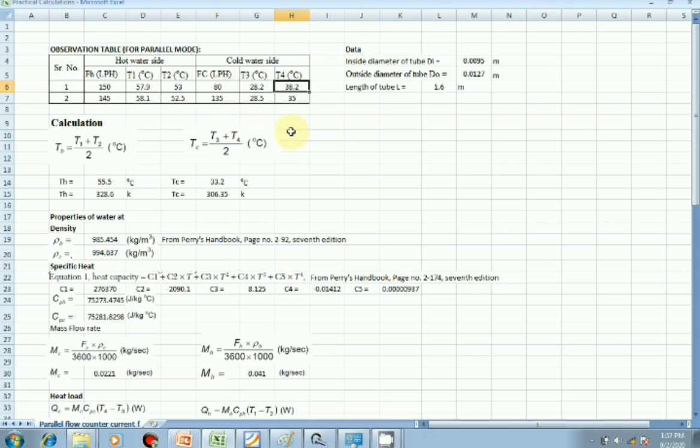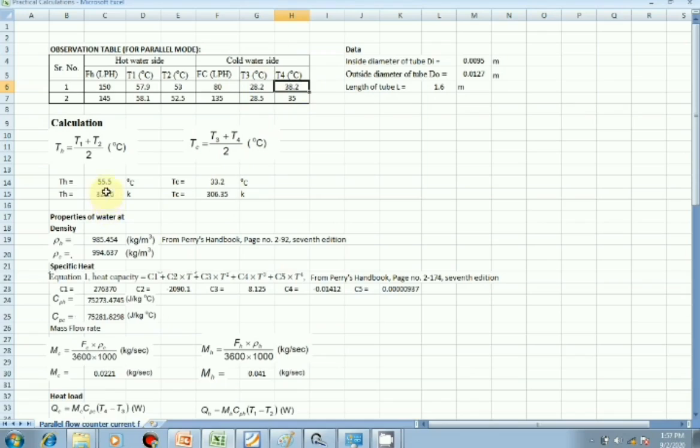Now this is the equation, that is TH is equal to (T1 plus T2) by 2. This is the equation of the average temperature of the hot water, and this is the average temperature of the cold water. So we have taken the values of the hot water, 57.9 plus 53, and from there we got the average value, 55.5 degrees Celsius. In the same way, we calculate the average temperature of the cold water, so it is coming to be 33.2 degrees Celsius. We got this value 33.2 from the inlet and outlet temperatures, that is 28.2 and 38.2 degrees Celsius, of the cold water.